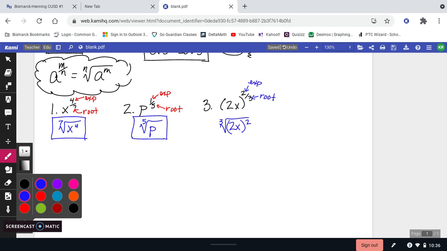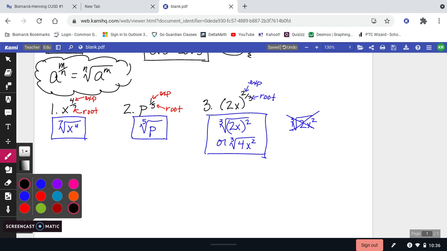Now you can simplify this if you want to, because if I square that 2, that's going to become the cube root of 4 and then x squared. So either one of those is correct. However, you cannot write it like this, because then you are only squaring the x and you're not including that 2. So that is not a correct statement.